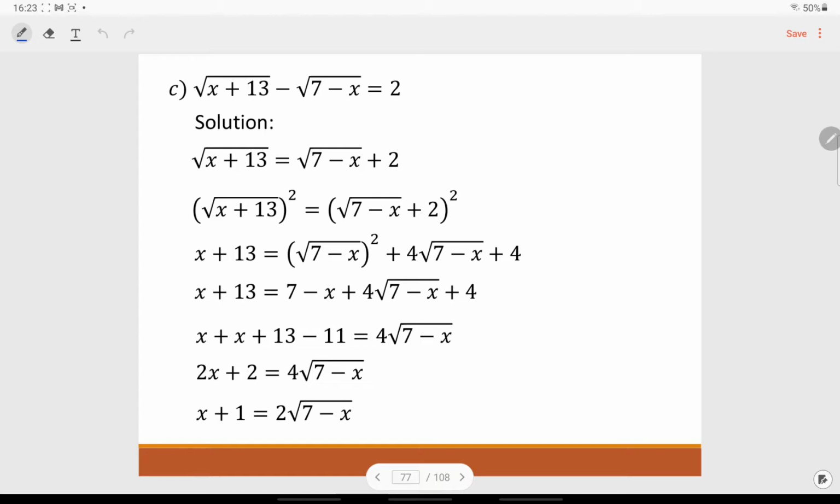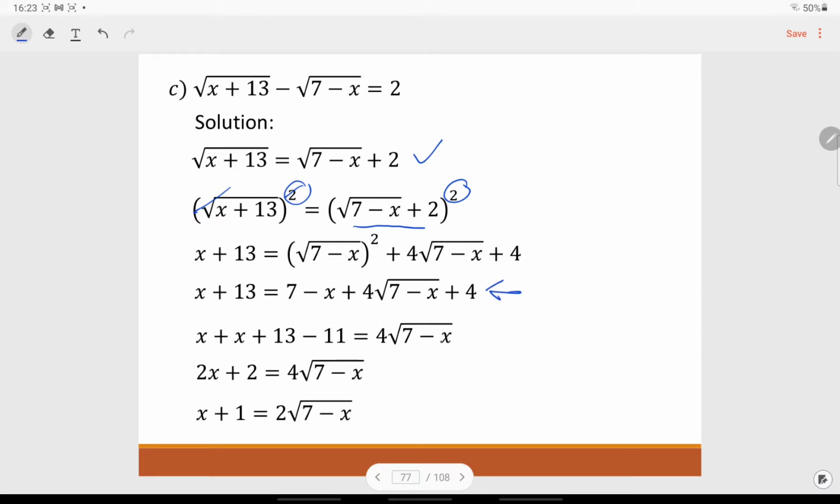Next we have surd x plus 13 minus surd 7 minus x equal to 2. In this solution, we use a different strategy compared to the previous one. We take negative surd 7 minus x to the other side. So we have this equation, and we put square at both sides. Both sides means including 2 in this parenthesis. This one is easy because we can cancel out, but for the right hand side, we need to expand. We expand and we come up with this equation.